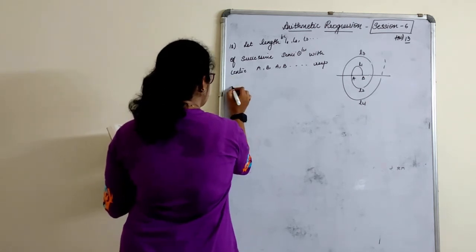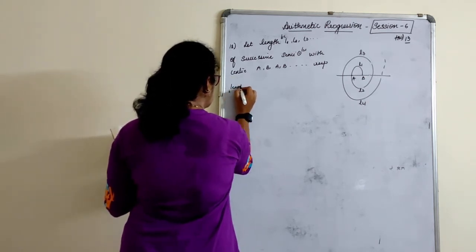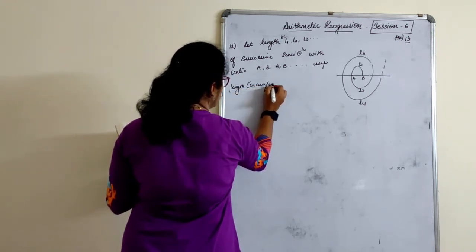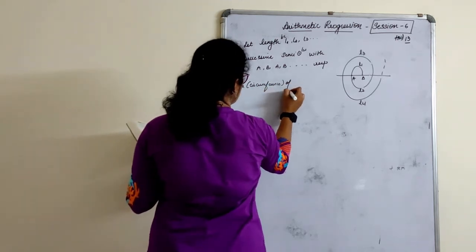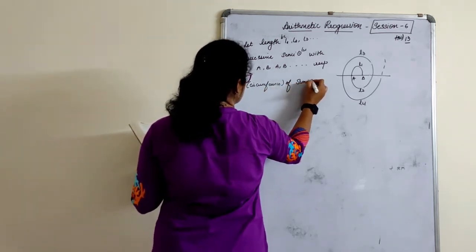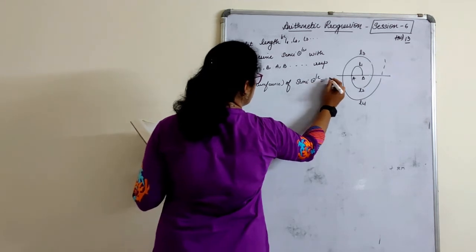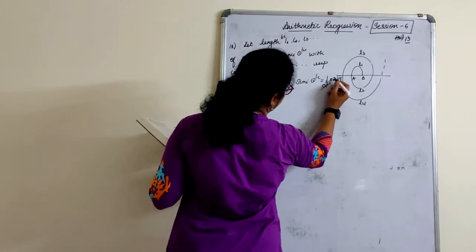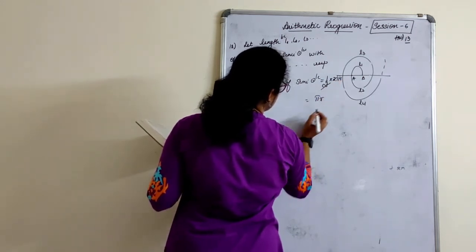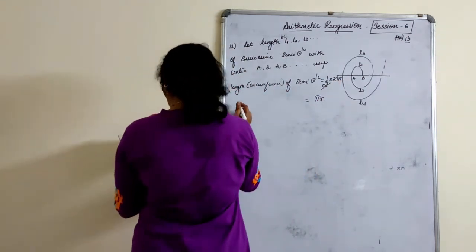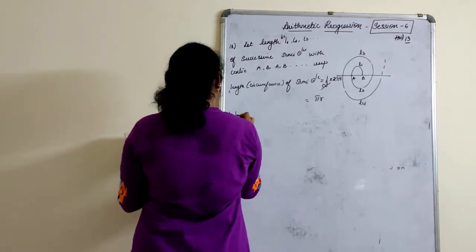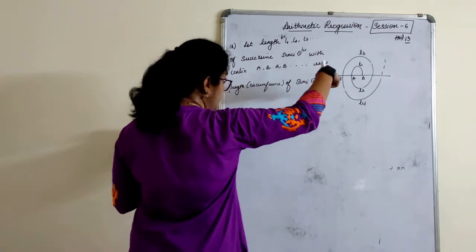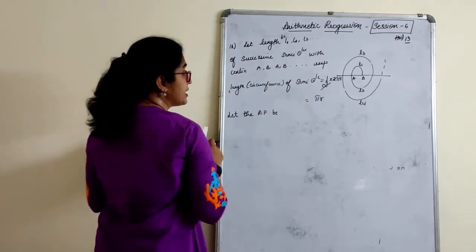The circumference, or I can say length, of a semicircle is equal to half into 2 pi r. Half and half will get cancelled, so it is pi r. Let the AP be. That is what circumference of each we have to find and write with respect to the given radius.